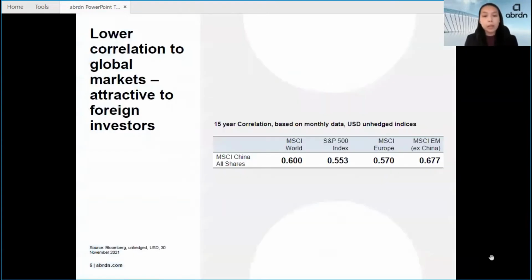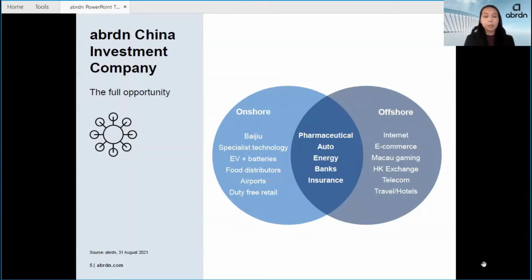On the other hand, on the offshore universe, there are some of the names you may be more familiar with, including internet names, for instance, Tencent, e-commerce names like JD.com, Macau Gaming, Hong Kong Exchange, some of the telecom names, as well as travel names. These tend to be listed offshore, many of them in Hong Kong, as well as in the US.